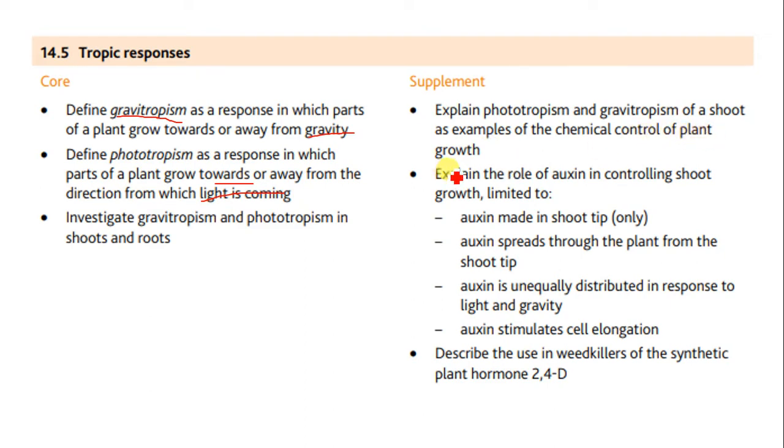Then you should be able to explain phototropism and geotropism of a shoot as an example of chemical control of plant growth. Then we'll now look at an example of the role of auxins in controlling the shoot growth, limited to this. So this is all.